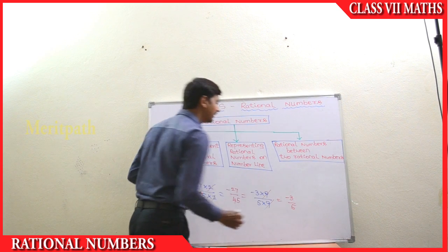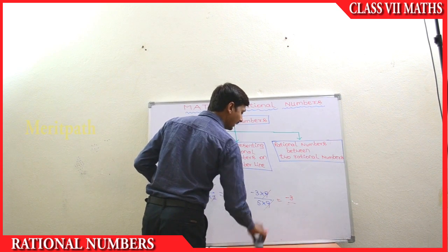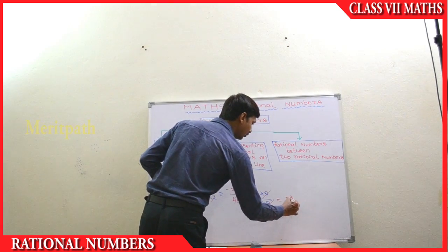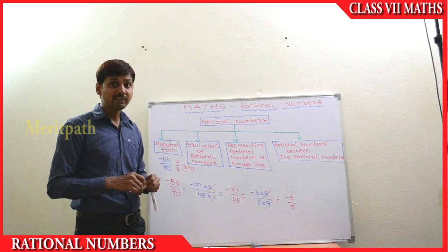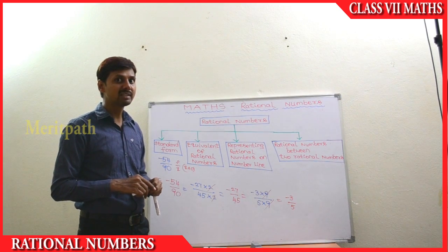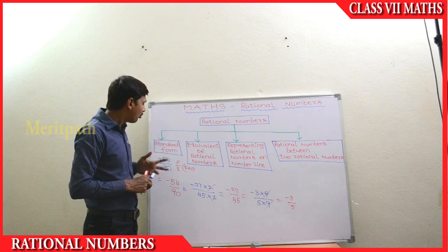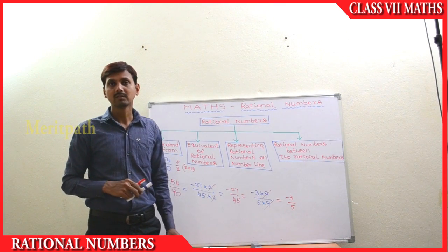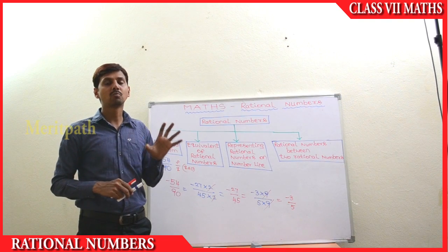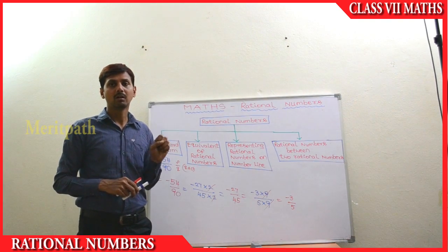Now let's see these two numbers. They don't have any common factor. 3 and 5 don't have any common factor. Minus 3 by 5. The denominator part doesn't have any negative sign. So the standard form of minus 54 by 90 is nothing but minus 3 by 5. So this is the standard form of a rational number.